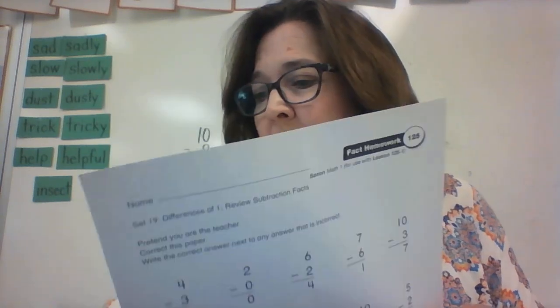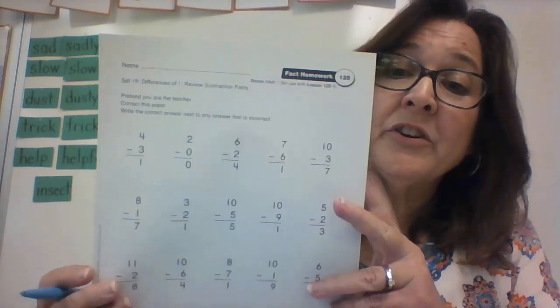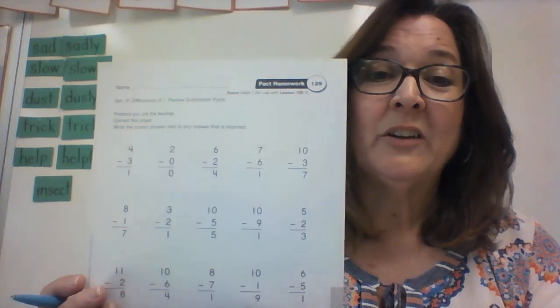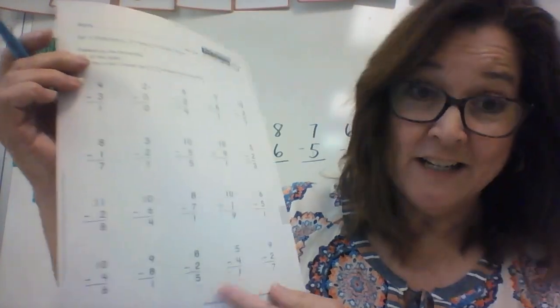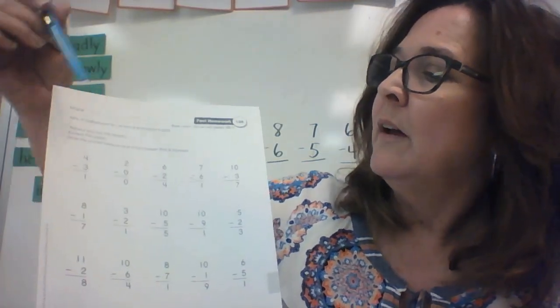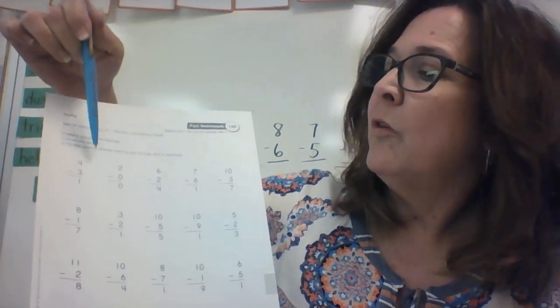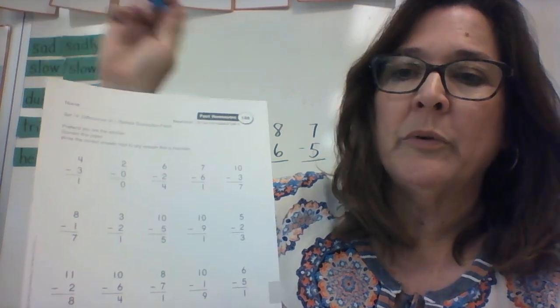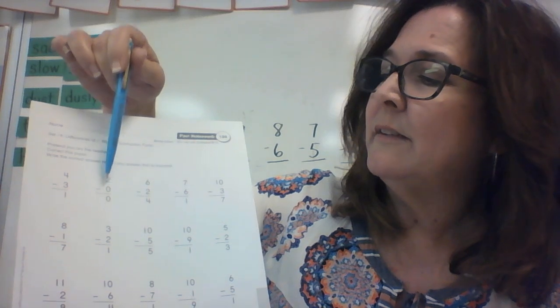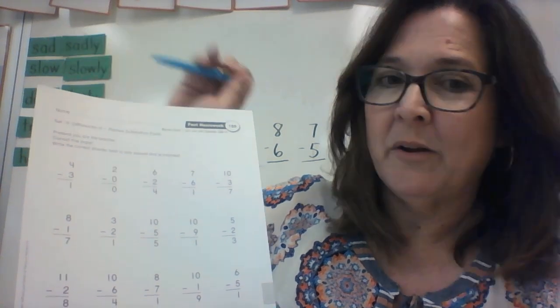All right, remember, you're the teacher, and we are going to circle the answer if it is not correct. If it is correct, we leave it alone. Are you ready to get started? All right, these are all subtraction facts. Let's see how this person did. 4 minus 3 equals 1. 2 minus 0 equals 0.